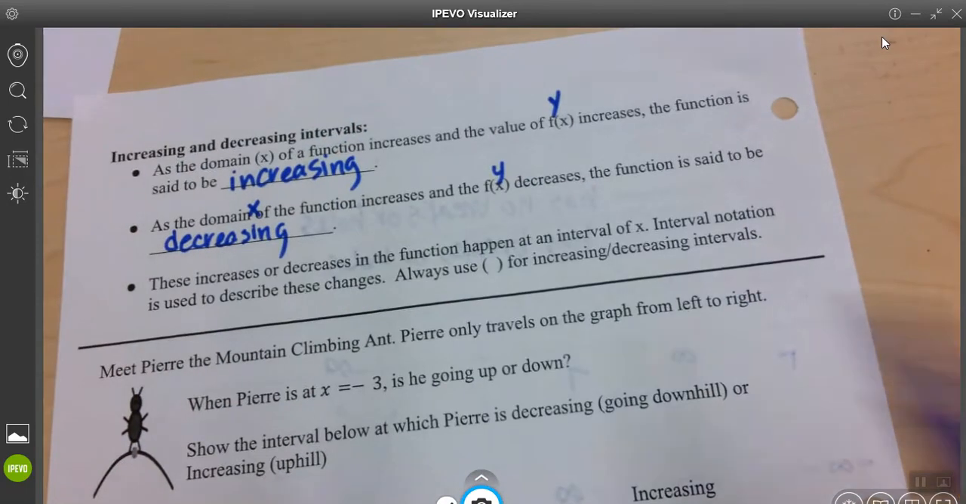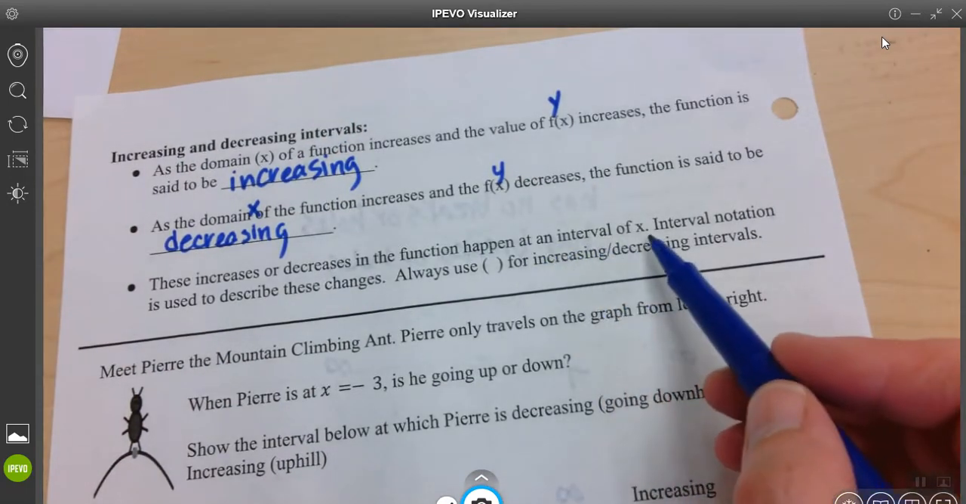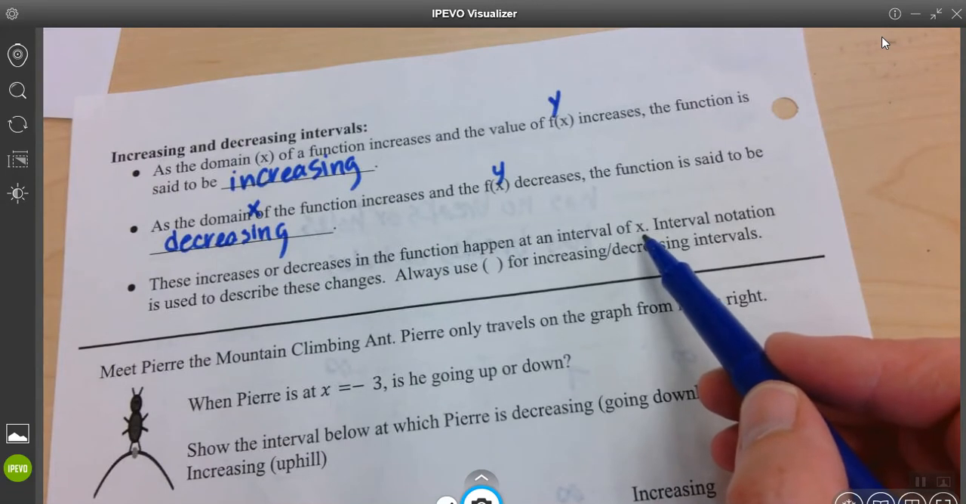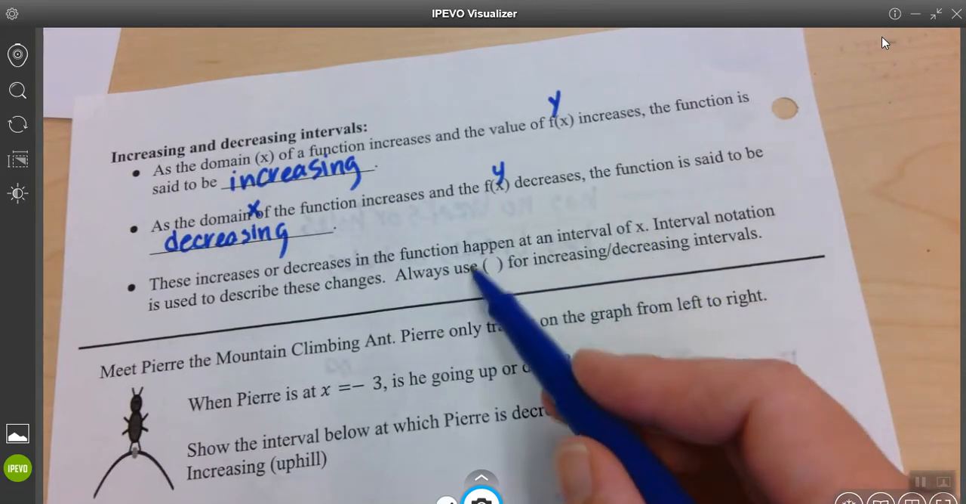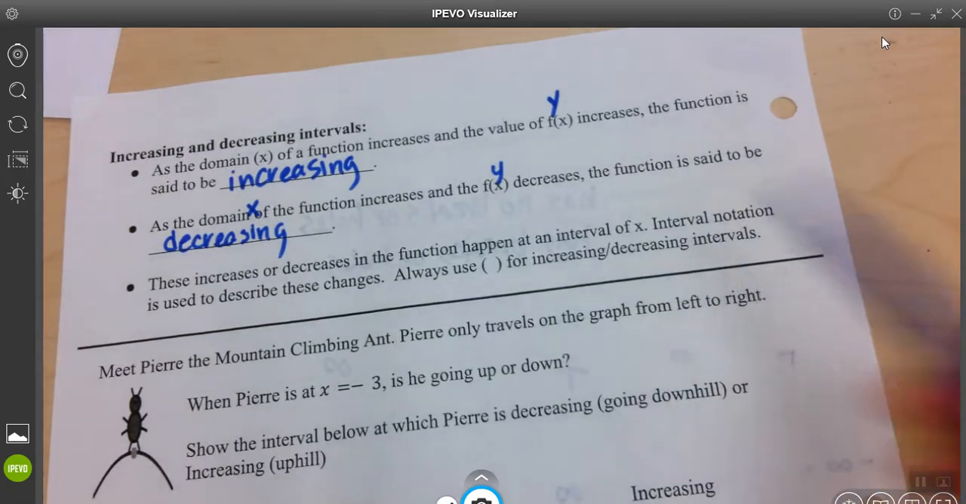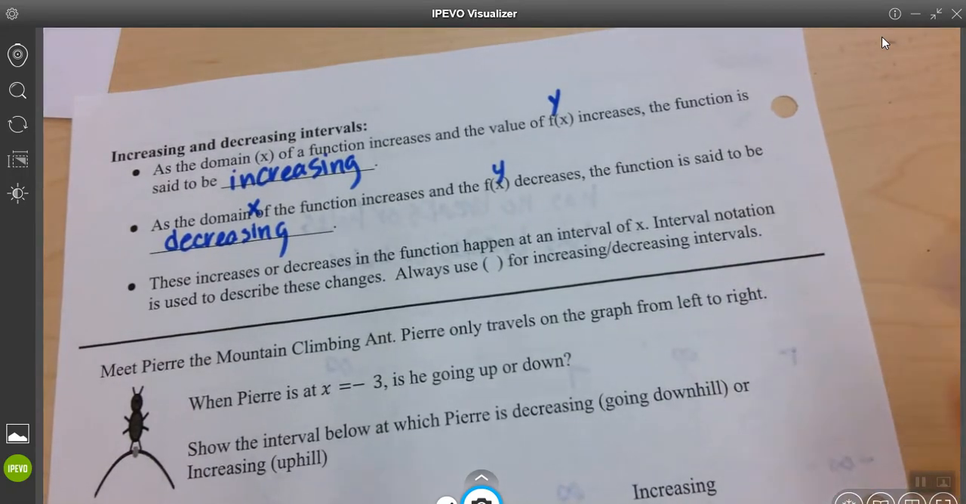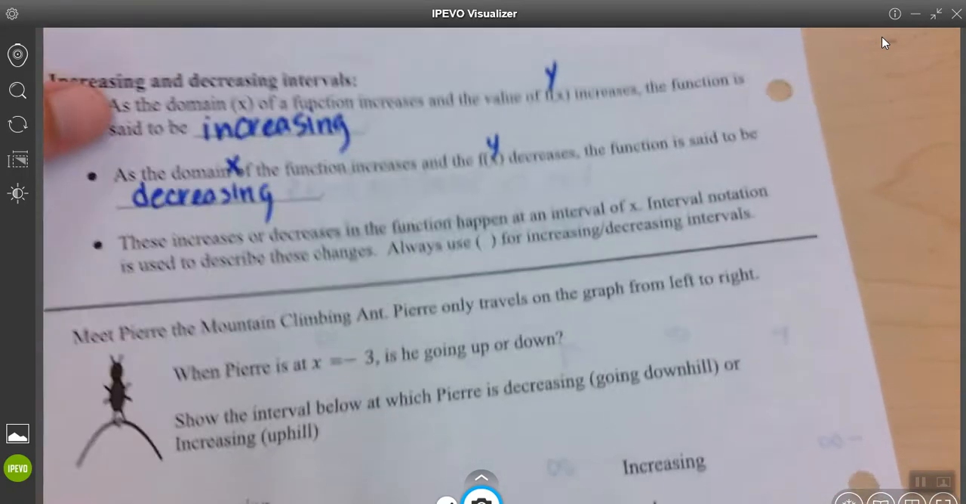Okay, so these will also always happen at an interval of x, so we're always going to list x values, and we're always going to use parentheses for increasing and decreasing intervals, and we'll get to y in a few minutes. So here's our first question.